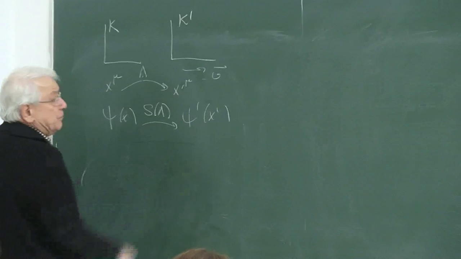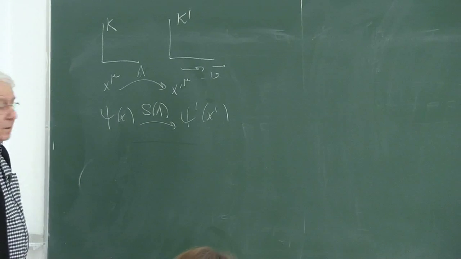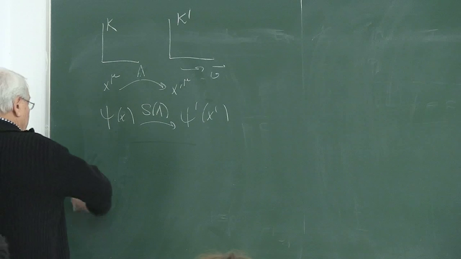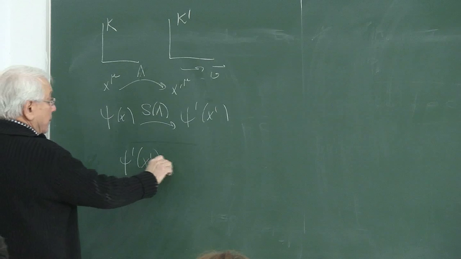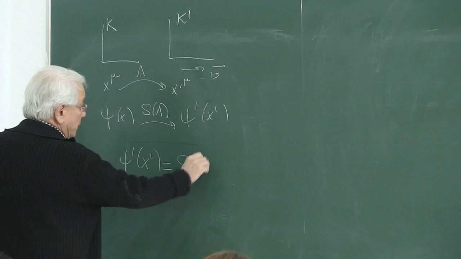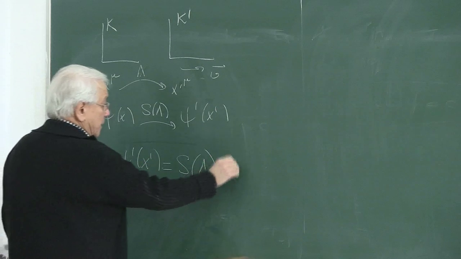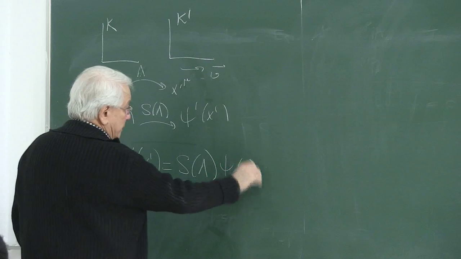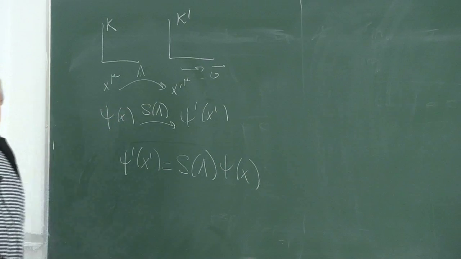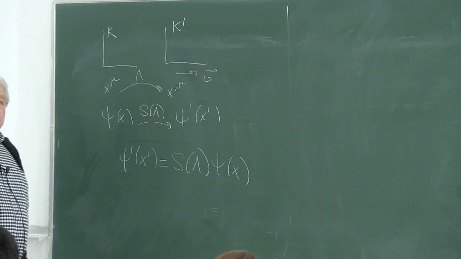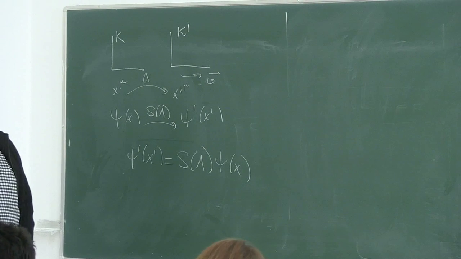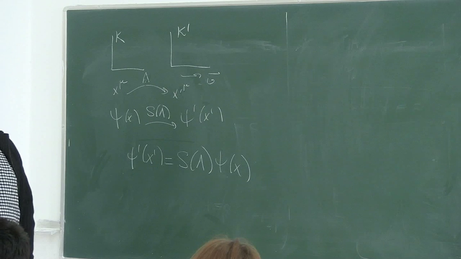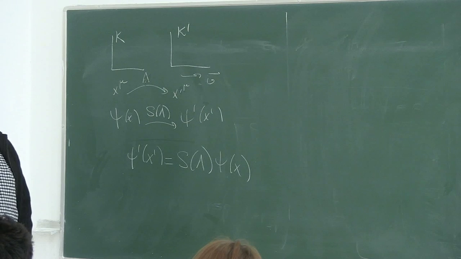What is the explicit way of writing this second line? Psi prime of x prime is S of lambda psi of x. Notice that S depends only on the lambda, but not on the x's. Otherwise, the transformation would not be a linear one.